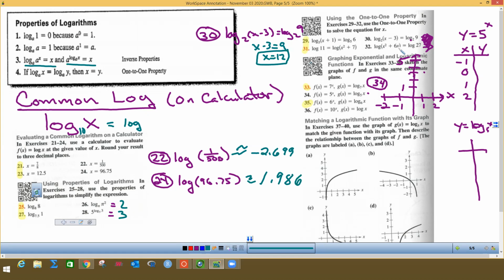Here you get x squared plus 6x equals 27 by dropping the common log off. And then you'd have to do a quadratic equation. So I'm going to do that real quick. So 32, you drop off the log, and you would have x squared plus 6x equals 27. You'd have to subtract 27 over. You got to get quadratics equal to 0.